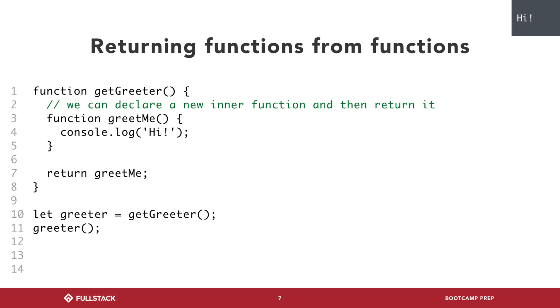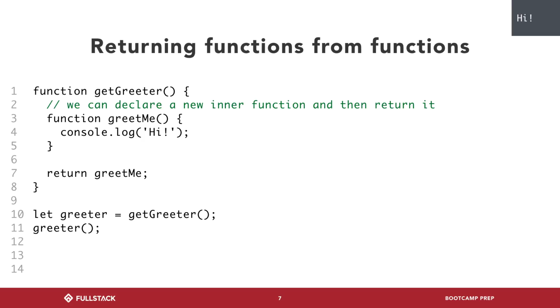On line 10, it wants to create this variable called greeter, and it's going to equal whatever getGreeter returns. It doesn't equal getGreeter, it equals whatever getGreeter returns. So super key distinction here. So this requires us to actually do what? We actually have to run getGreeter and figure out what it returns.